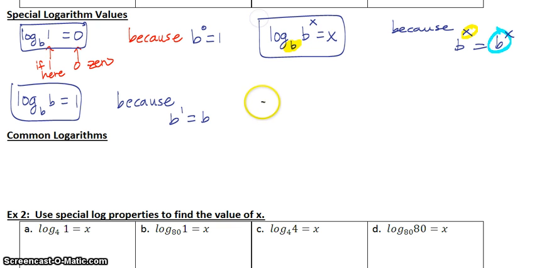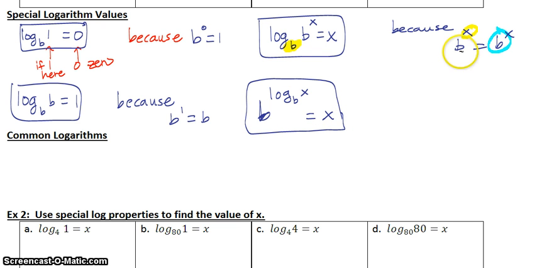Here's another one. If I have a base of b and my exponent is a log, this seems kind of crazy, but the base is b and the exponent is log base b of x, that is also equal to x. For a similar reason to here, if I convert it to logarithmic form, it ends up being log base b of x equals log base b of x. And one other thing is, logs and exponents are inverses of each other, and they undo each other.